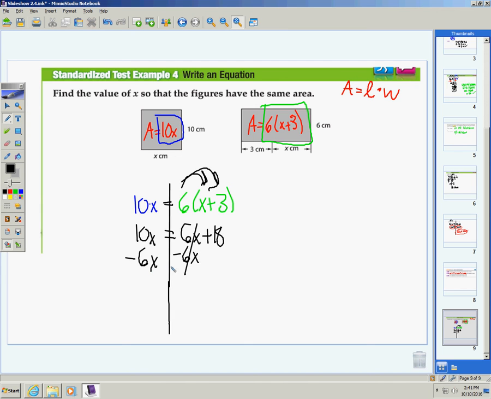I get 4x equals 18. And now I'm going to divide each side by 4. And I get x equals 4.5. And I can always check my answer by plugging it back in.